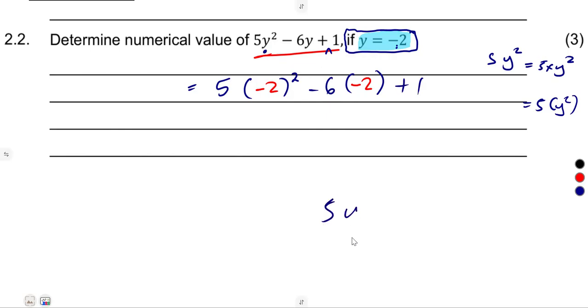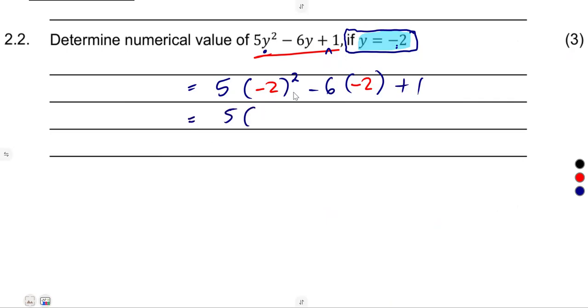They can say 5y to the exponent of 3. So it means 5, you substitute the y, which is minus 2, to the exponent of 3. How is the presentation actually of the part of y, where y is given? All right, so let's simplify, guys.